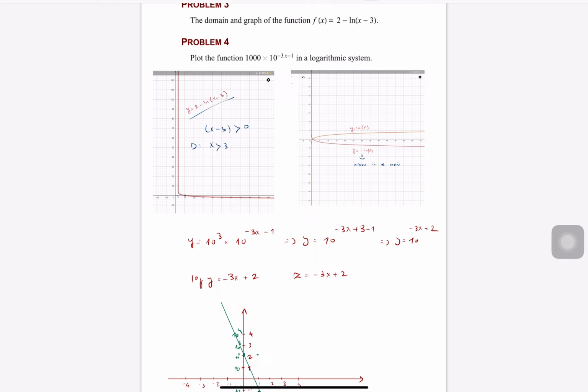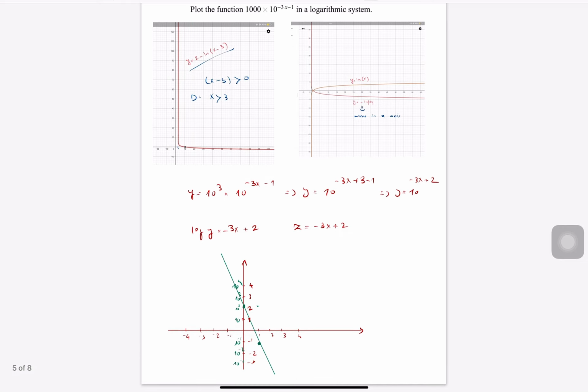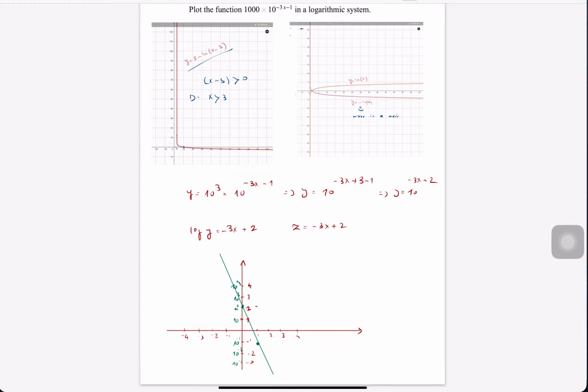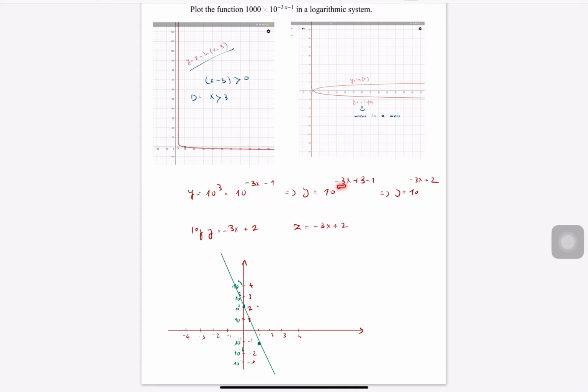Plot the function 1000 multiplied by 10 power minus 3x minus 1 in the logarithmic system. It is a logarithmic system. First, as you see, I have to change the equation. 10 power 3 is instead of 1000, because the base is the same, powers will be added together, and it will be y equals 10 power minus 3x plus 3 minus 1. Then I take the logarithm of both sides, and it will be logarithm y equals minus 3x plus 2.